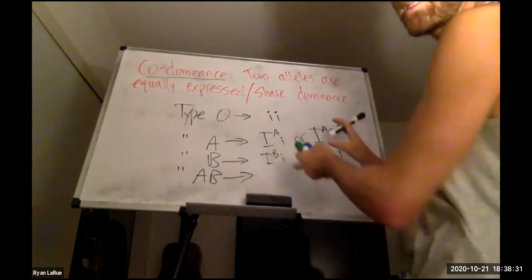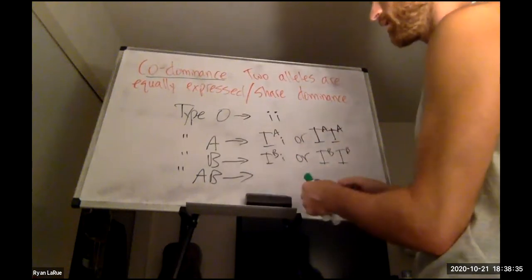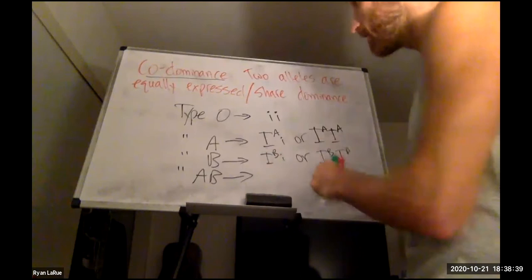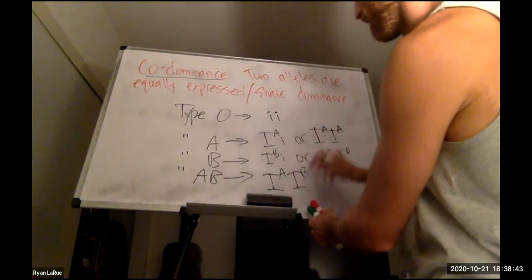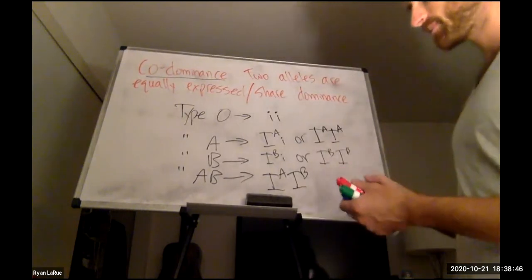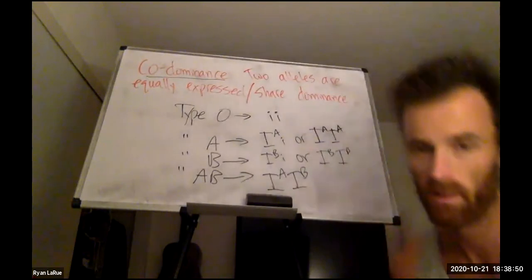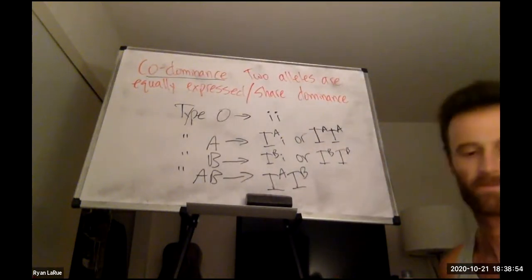For blood type, they just denote the genotype differently, with these I's. It's a little weird. But essentially, the only way you have type AB blood is if you have both A and B in that genotype. And you see both alleles equally expressed. Both are dominant.